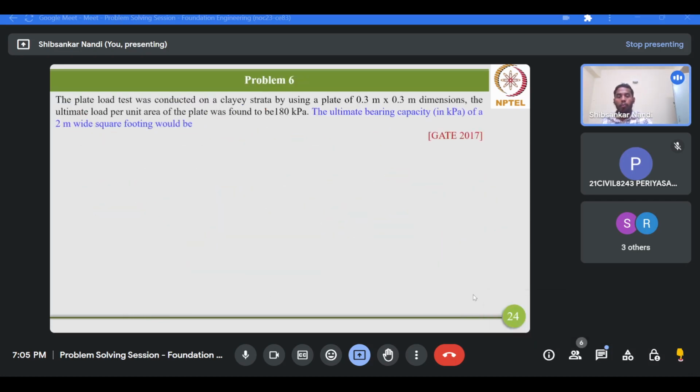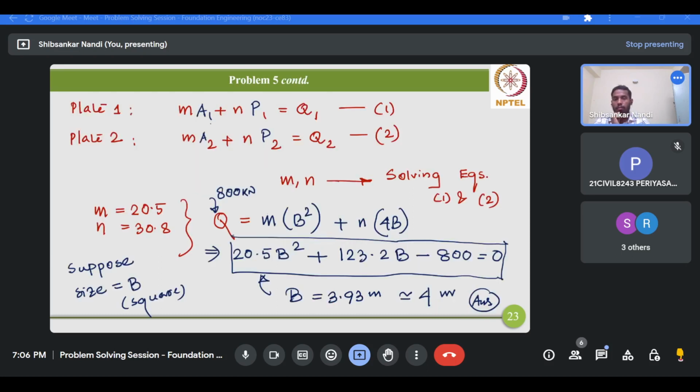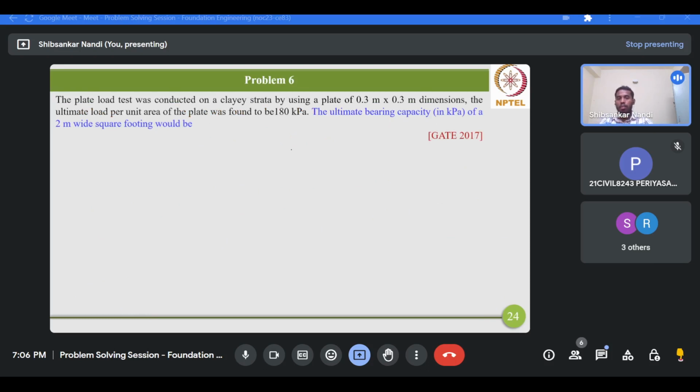So this is for problem 5, that is, utilizing the data of plate load test, design of a square column foundation against a specific load, that is 800 kilonewton, using House's method. Please keep in mind that the allowable settlement for the designed column foundation and the settlement against which the plate load test data are given should be the same. Now this is the last problem for today's session.